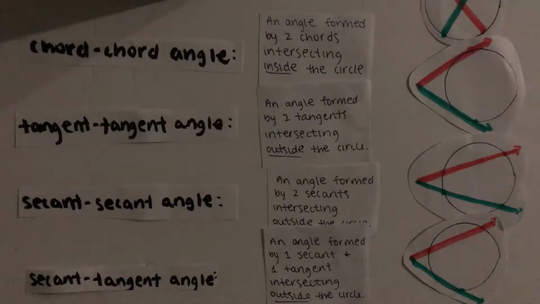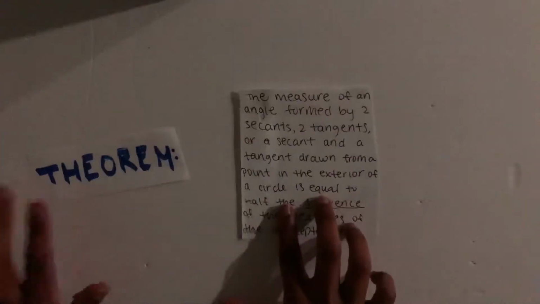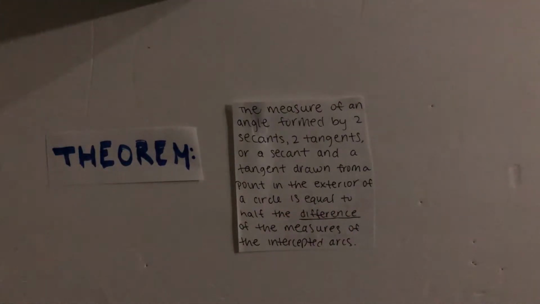Okay, so now that we have that done, let's introduce a theorem. So this theorem is going to be discussing the relationships of the angles. Okay, here it is. The measure of an angle formed by two secants, two tangents, or a secant and a tangent, drawn from a point in the exterior of a circle, is equal to half the difference of the measures of the intercepted arcs.